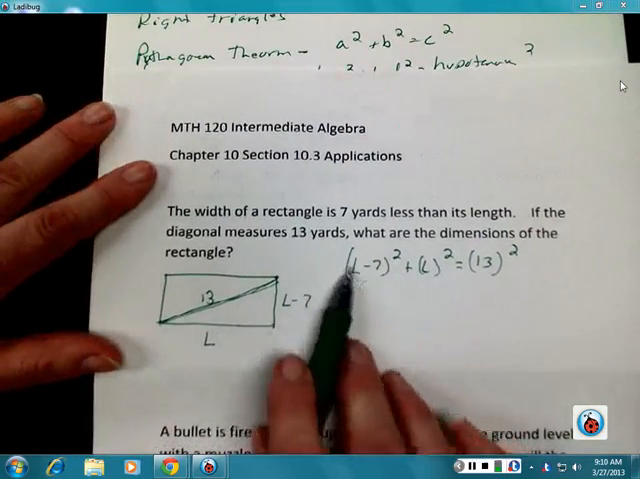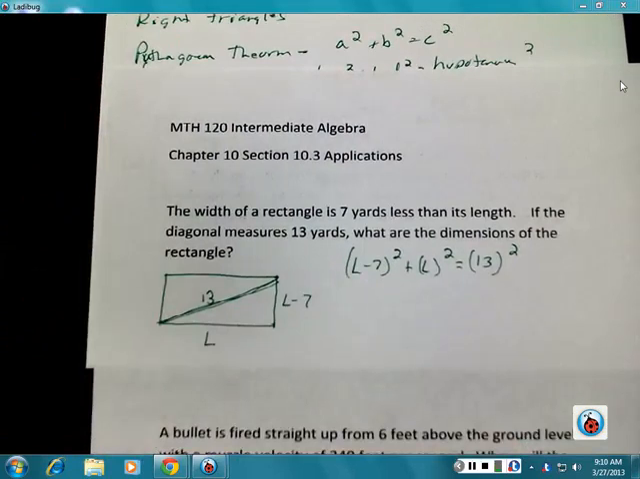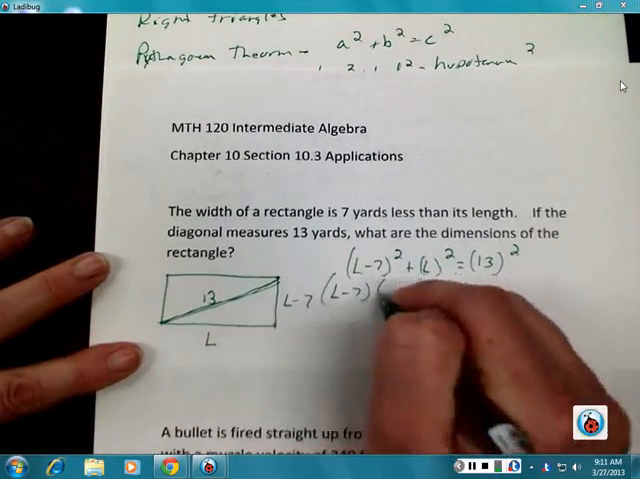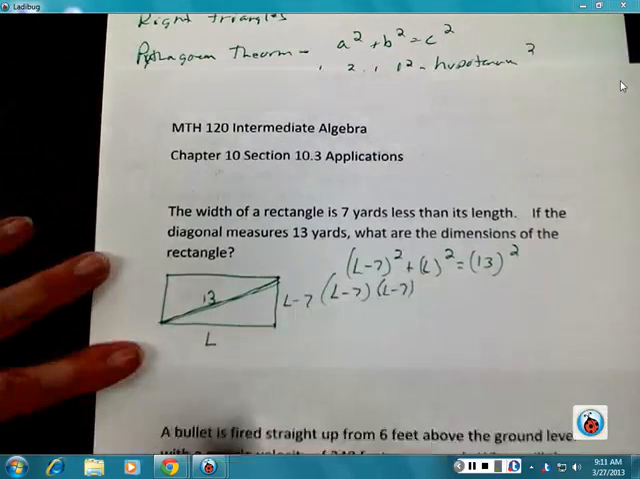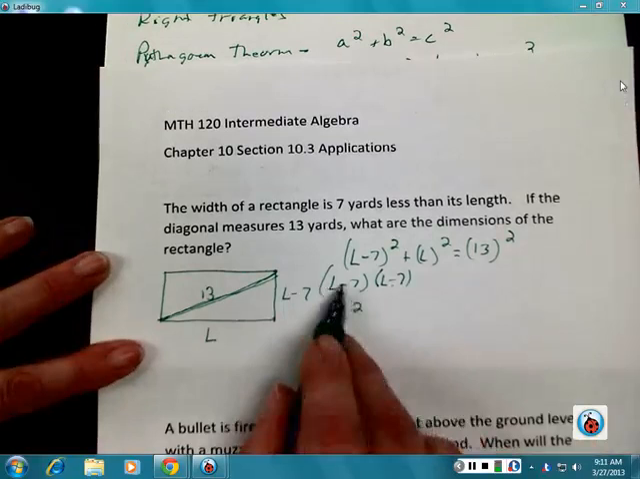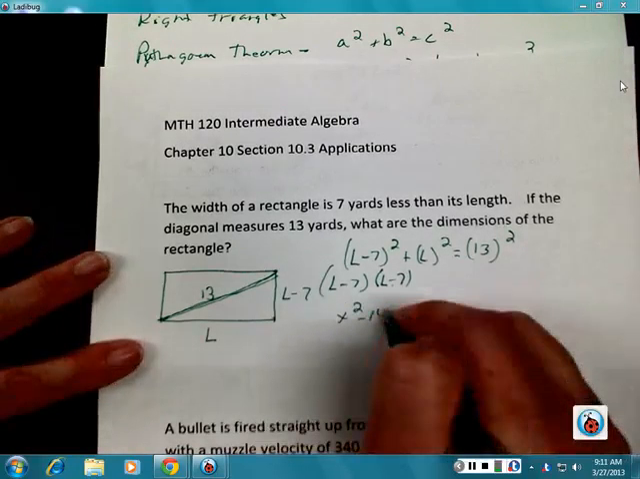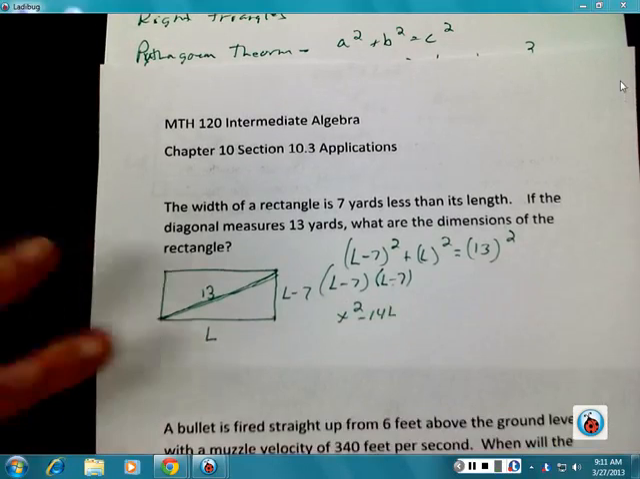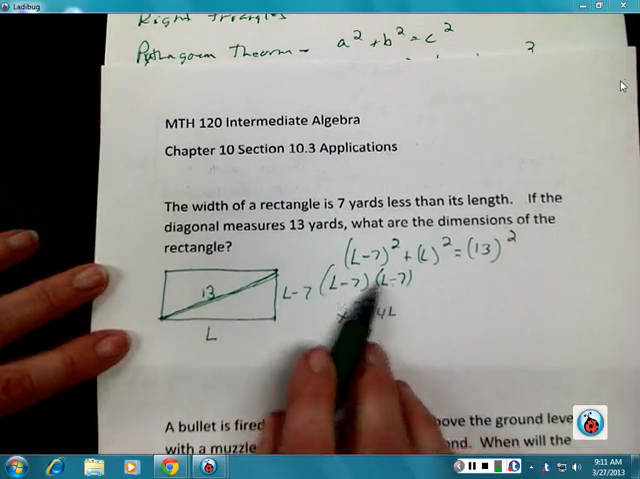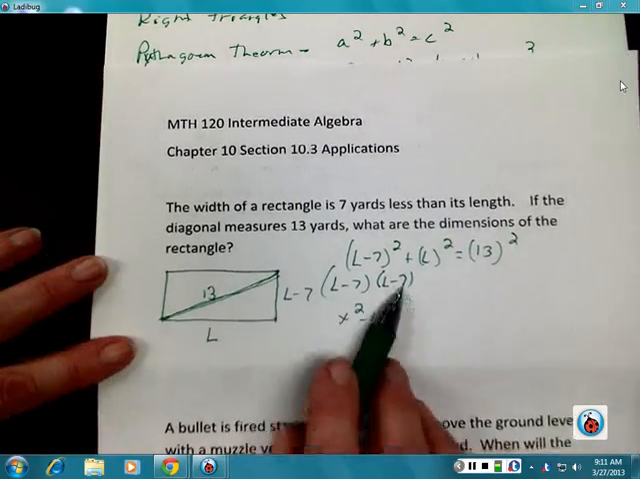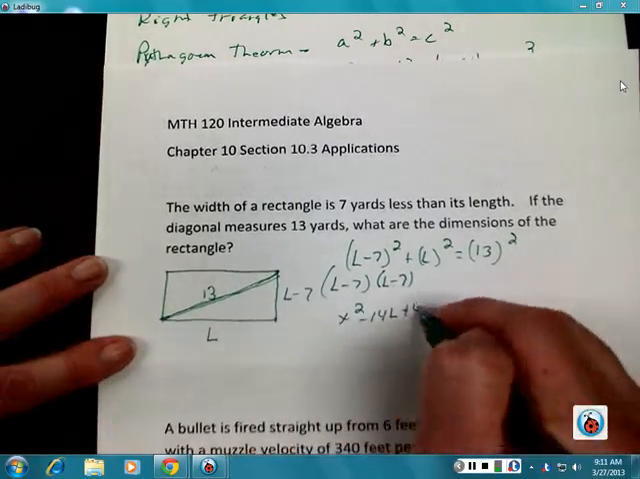So what's L minus 7 squared? That is L minus 7 times L minus 7. So L squared, negative 7L and another negative 7L is a negative 14L. We okay with that part? Or do you need that written out? L times a negative 7 is negative 7L, and negative 7 times L is another negative 7L, or negative 14L. Negative 7 times negative 7 is a plus 49.